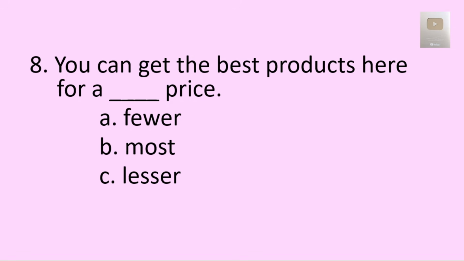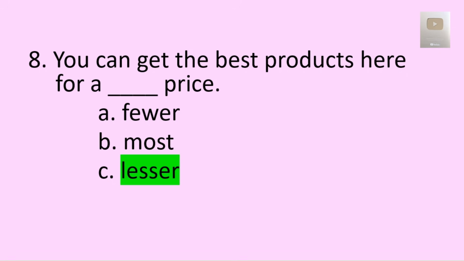Let's do sentence number 8. You can get the best products here for a, then you have a blank and then you have price. Price is the noun which requires one of these adjectives. Fewer, A, most, B, and lesser is C. You can get the best products here for a lesser price. The word lesser, number C, is the correct answer for 8.